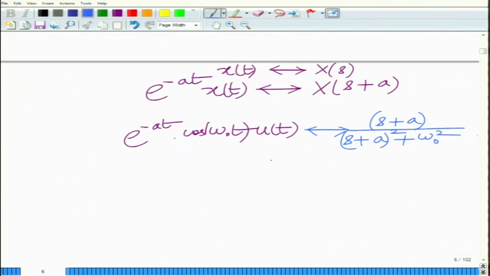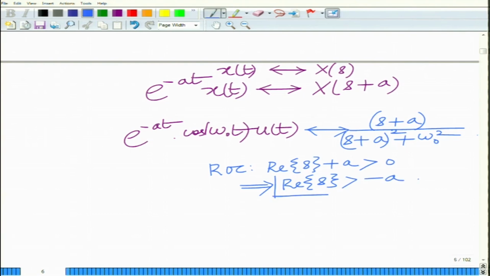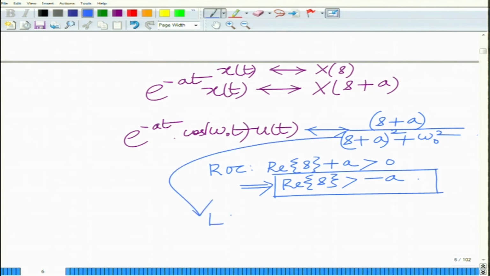And the region of convergence will naturally be real part of s plus a greater than 0, which implies real part of s greater than minus a. This is the region of convergence. So, this is the Laplace transform, that is X(s), and this is the region of convergence, that is real part of s is greater than minus a. The Laplace transform is X of s plus a, that is s plus a divided by s plus a whole square plus omega naught square.